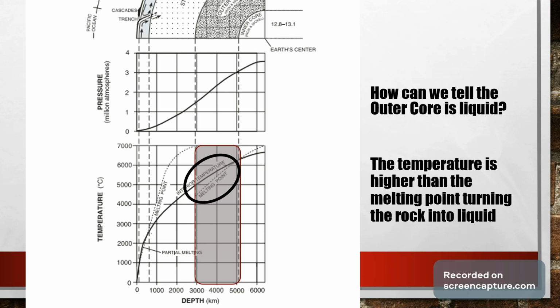What I hope you can take away from this presentation is that we have this picture of what the inside of the Earth looks like. And then we have two other charts, our pressure and temperature, that we can use in combination together to determine certain characteristics of the inside of the Earth.